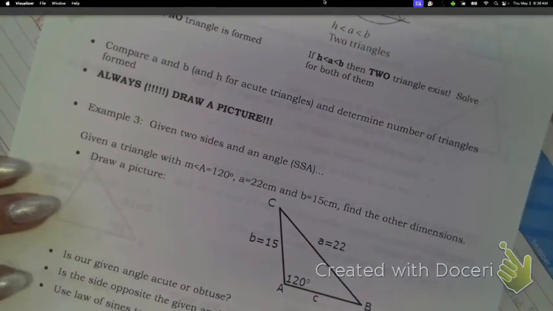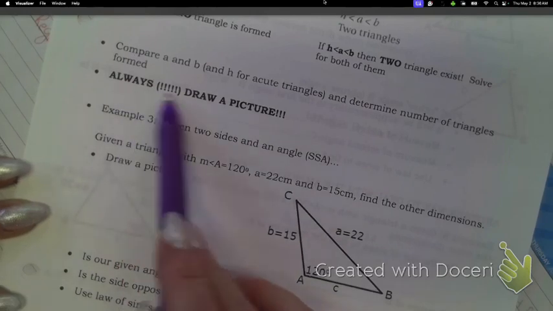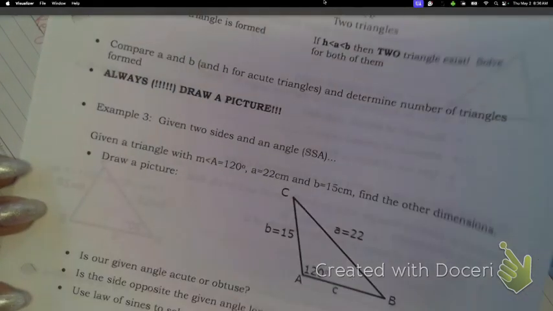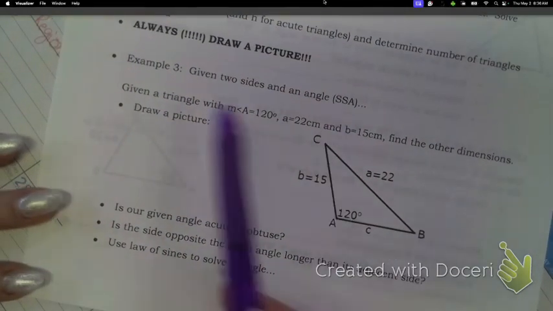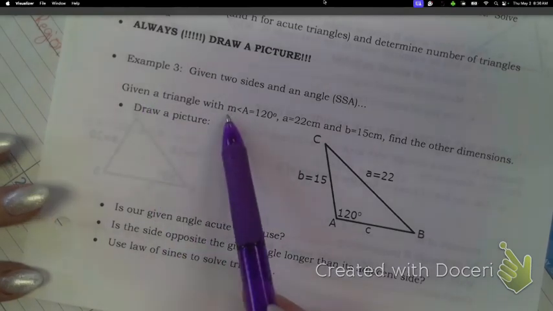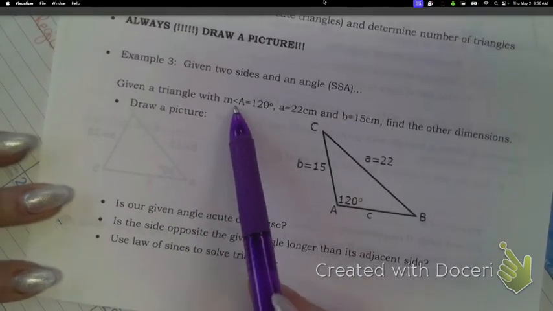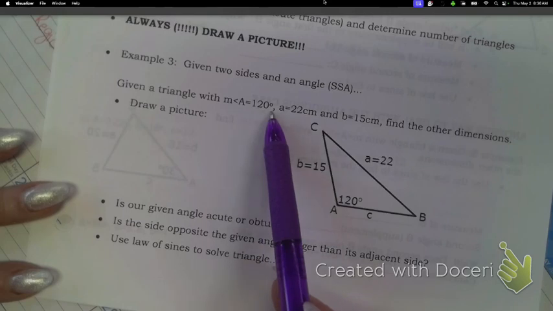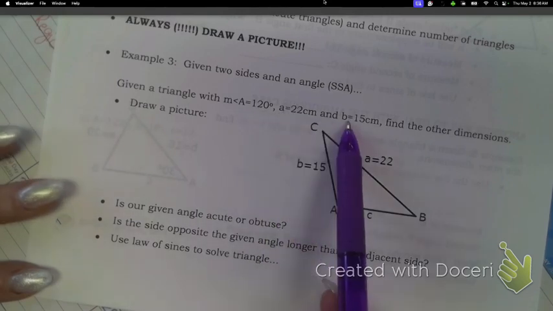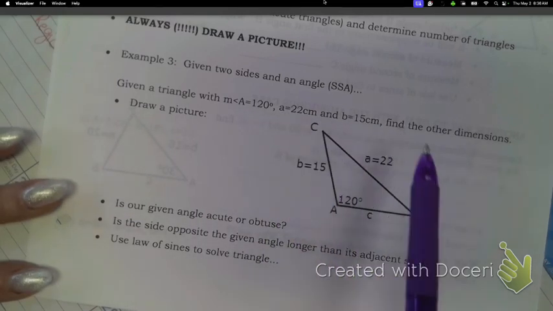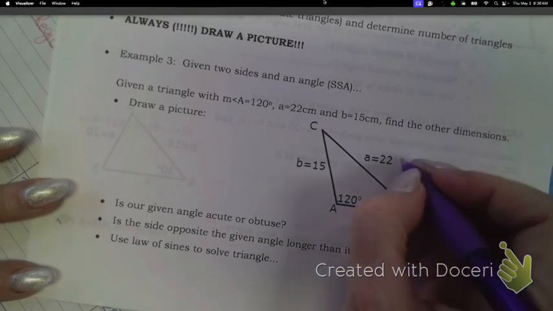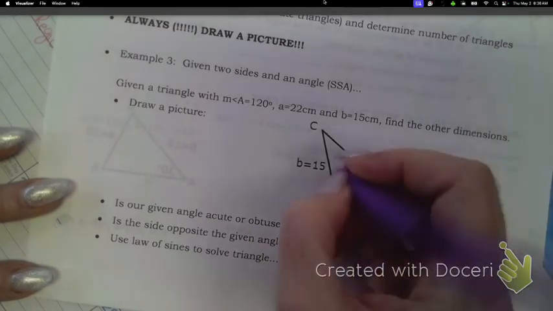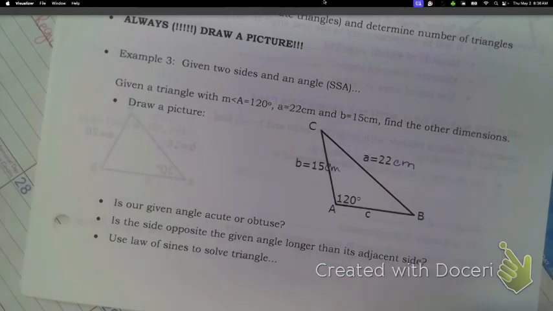So to figure it out, first, always draw a picture. They gave you a picture this time, but after that, we won't. Given the triangle with measure of angle A is 120, side A is 22, and side B is 15 centimeters. So we got units this time, so our answer should have units in it, right? I write them on my picture, lest I forget.